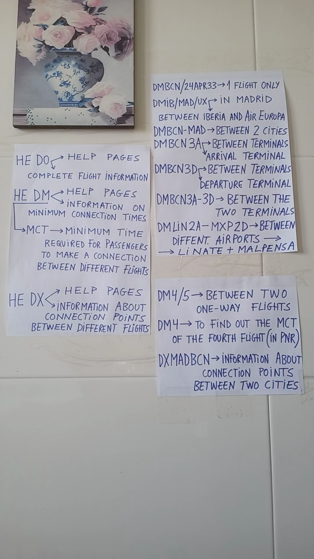The first transaction, DMBCN/24APR33, is used to search for the minimum connection times that apply to specific flights, taking as a reference the airport where we want to make the connection, which in this case is Barcelona Airport, and the date of travel, which in this case is April 24 of 2033.